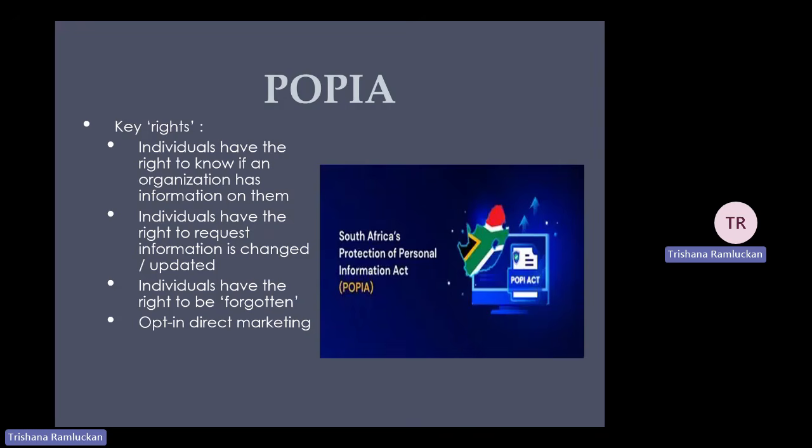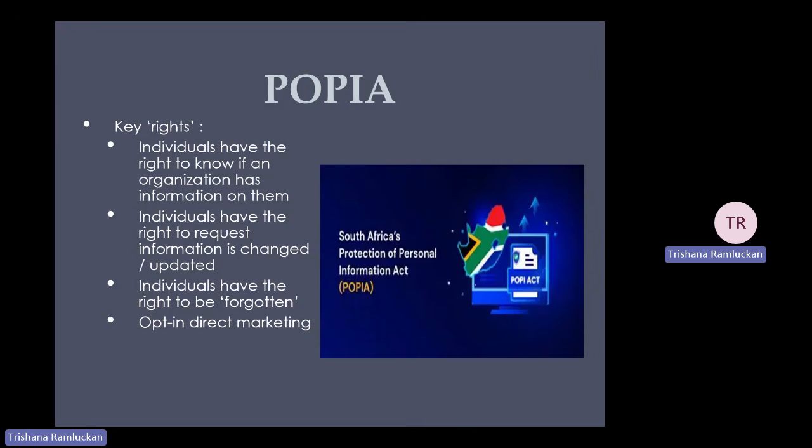At the end of POPIA, you have your key rights. So what are the key rights under POPIA? Individuals have the right to know if an organization has information on them. Individuals have the right to request information that has been changed or updated. Individuals have the right to be forgotten.